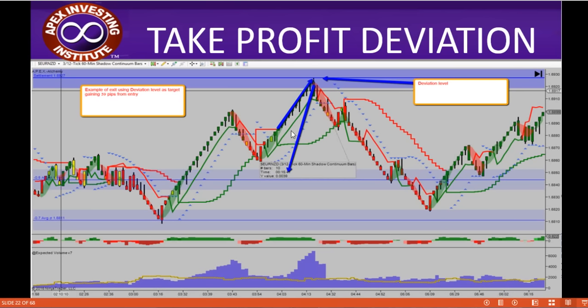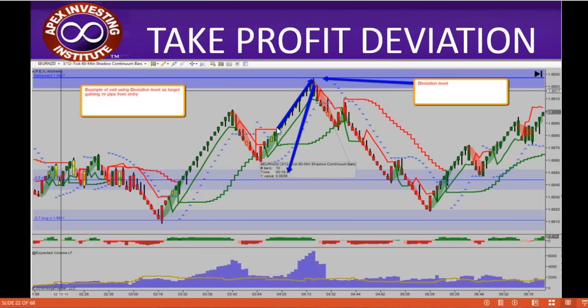All right, here's an example right here of a valid long, right? Follow trend line crossed from underneath. Everything is green. We entered a trade. When we enter a trade, there's two places we can take profit at. Okay, and I'm going to show you two examples here.